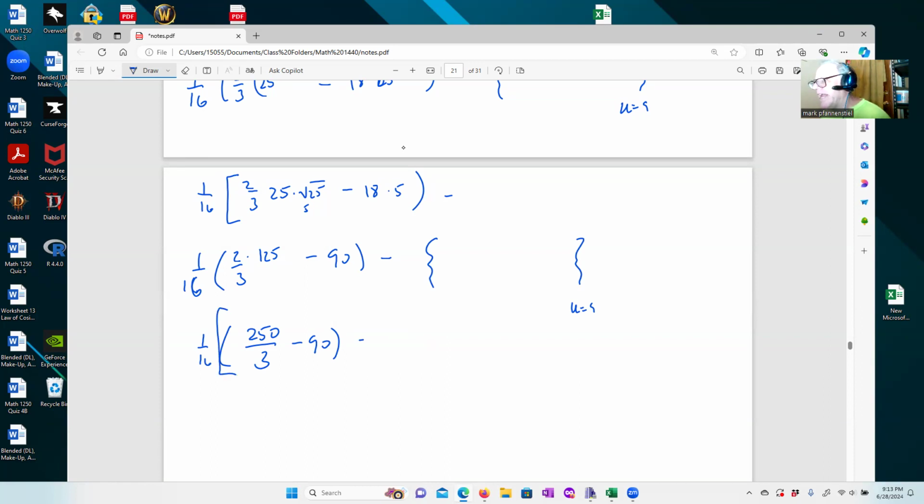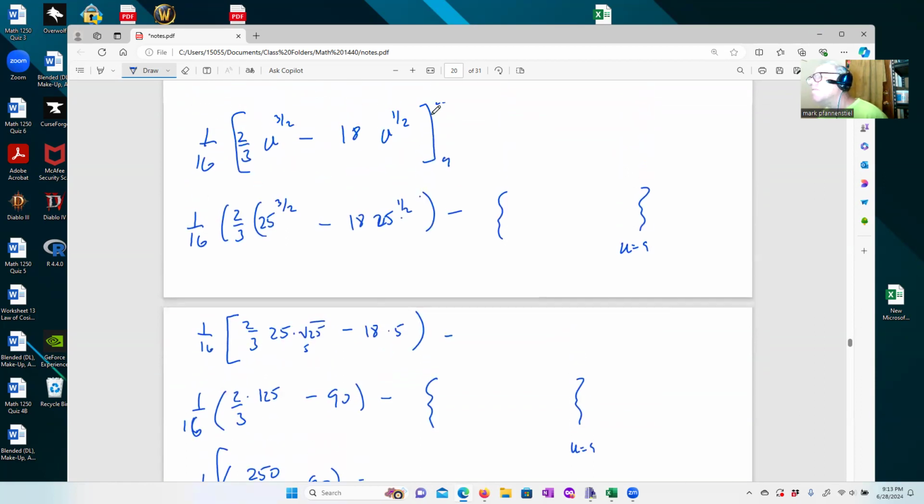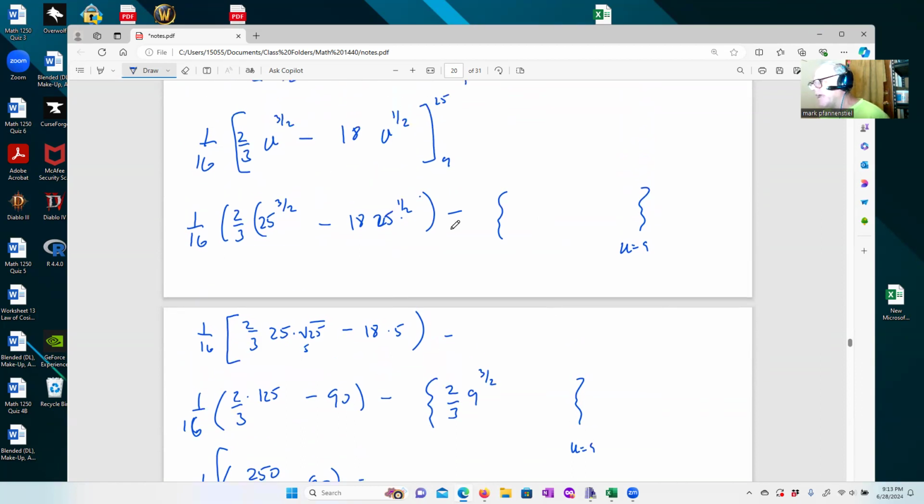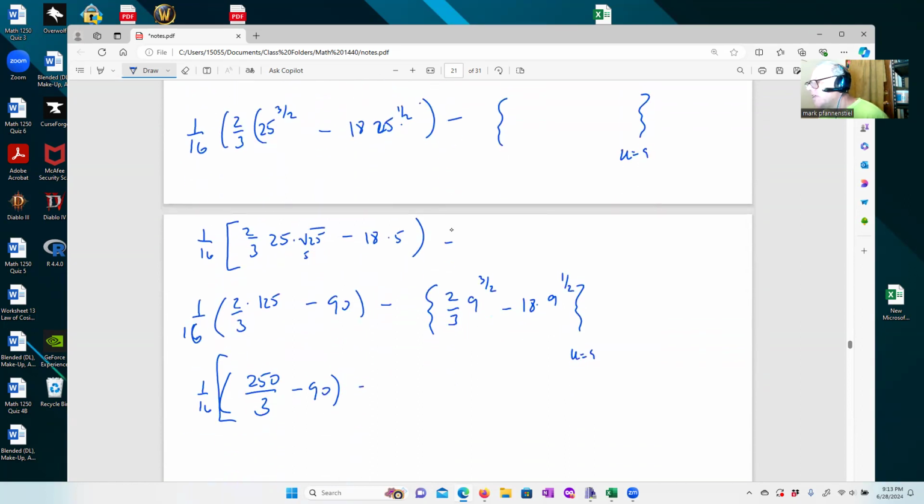Minus, actually, let me put this right here, so we have that. We are going to have u evaluated at 9. So we're going to have 2/3, and then we have 9 to the 3/2 power. This is going all the way back up to here, minus 18 times 9 to the 1/2 power. Okay, so we'll go ahead and sort this out. So we've got 2/3, and then here I have times 9 square roots of 9. That's what 3/2 is. Minus, this was 18 times the square root of 9, which is a fancy way to say 3.